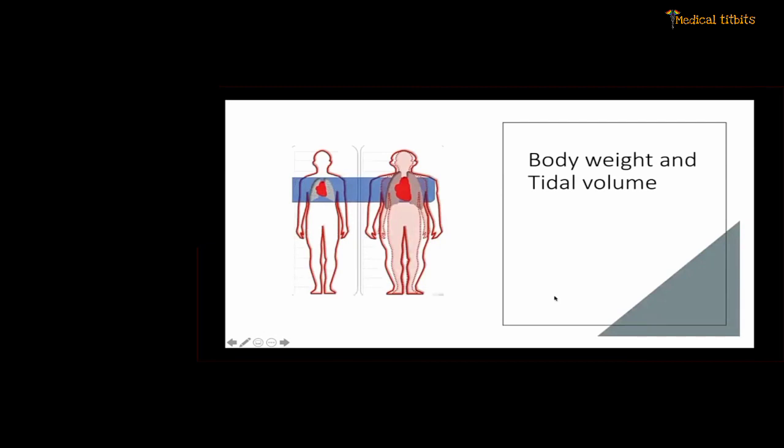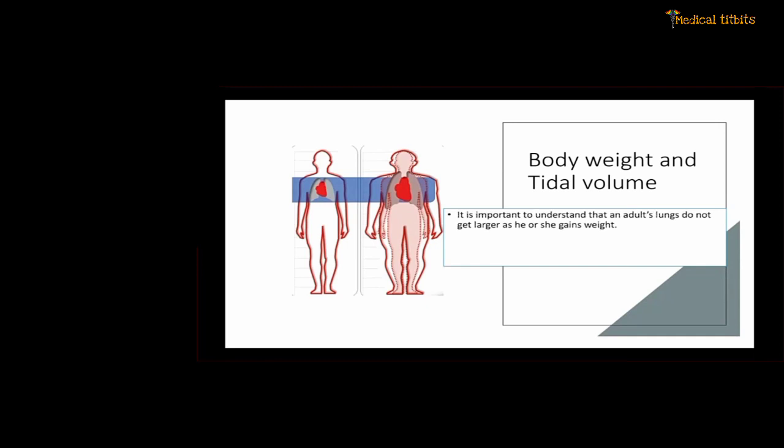Okay. A word about how body weight and tidal volume are related. You can see two different persons of the same height. Do you expect a more obese patient to have a broader heart and broader lung? No, it doesn't happen like that. So don't take actual body weight as an indicator of the size of the lung or heart. It is important to understand that an adult's lungs do not get larger as he or she gains weight. So we can go for ideal body weight or predicted body weight.